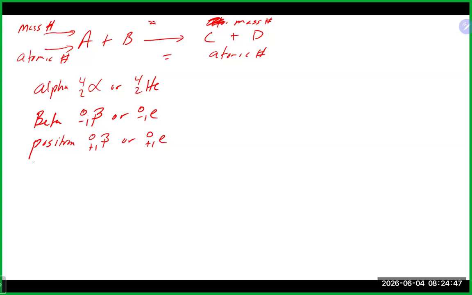There are also neutrons, which use an n. There are protons, which use a p or a hydrogen, basically. So we've got alpha, beta, positrons, neutrons, protons. And again, these are some different particles that are very common in these sorts of reactions.